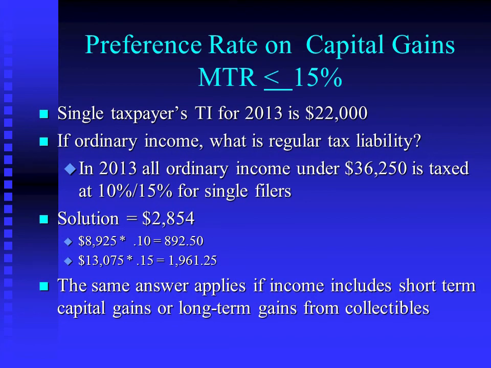So remember, if they had been short-term capital gains or capital gains from collectibles, or for some reason this poor person sold real estate, this calculation would be what you would use, period.